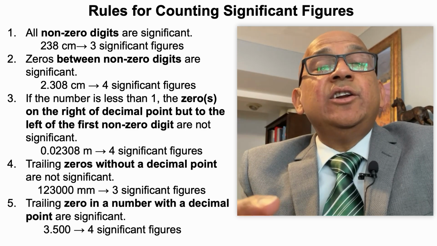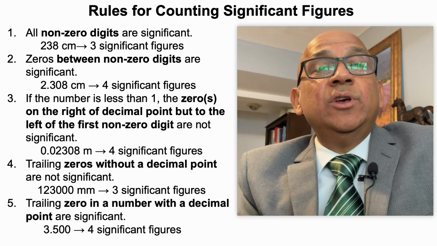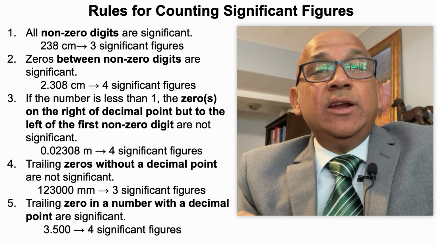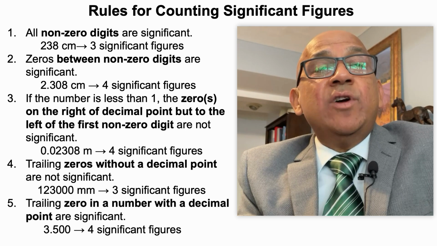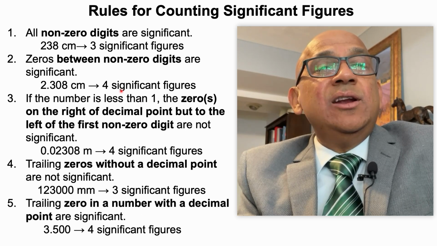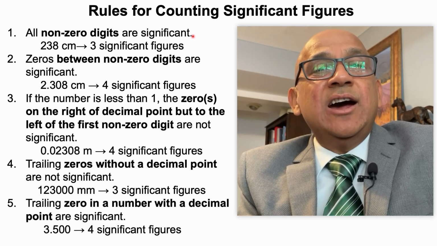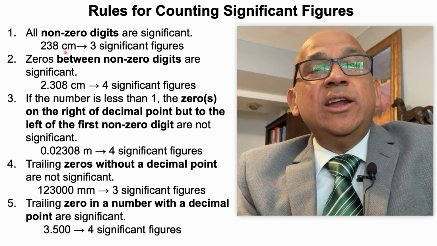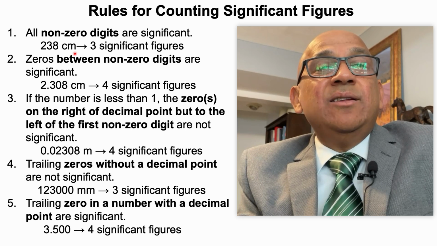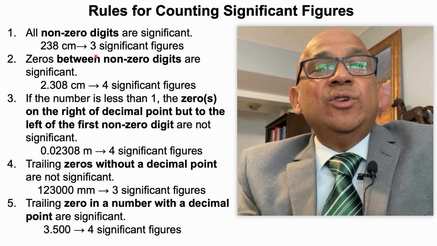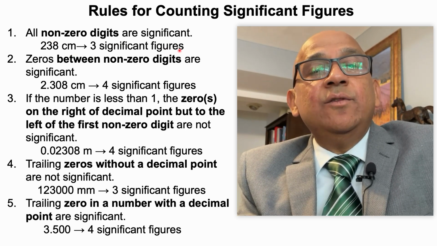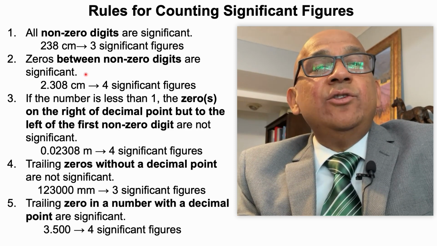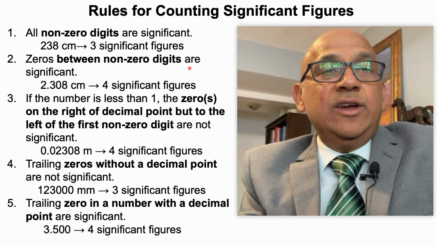Okay, so now I will tell you about some rules which are used for counting significant figures in given numbers. Rule number 1 is that all non-zero digits are significant. For example, if you have a number 238 centimeter, then all digits are non-zero, so it has three significant figures. Second rule is zeros between non-zero digits are significant.